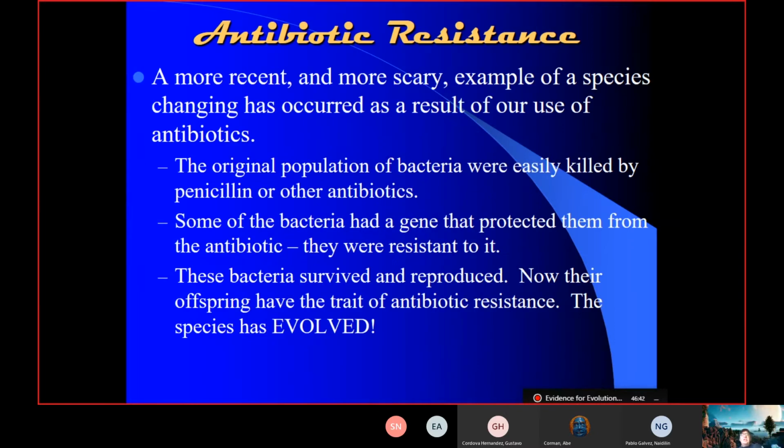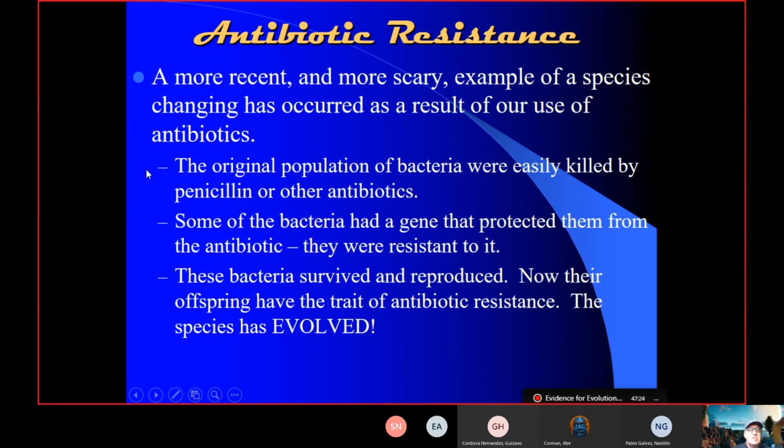Okay, our next example of evolution happening today is pretty scary, actually. It's called antibiotic resistance. So, as you may know, antibiotics are medicines that we take to kill bacteria. They do not work against viruses, so they wouldn't help us with corona. They only kill bacteria, antibiotics. And the name says it all. The medicine that kills bacteria, well, now they're resistant to it. They resist it. They're no longer killed by it.